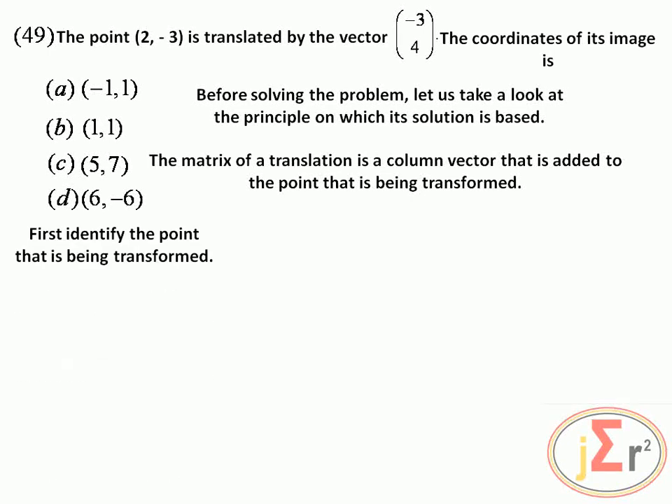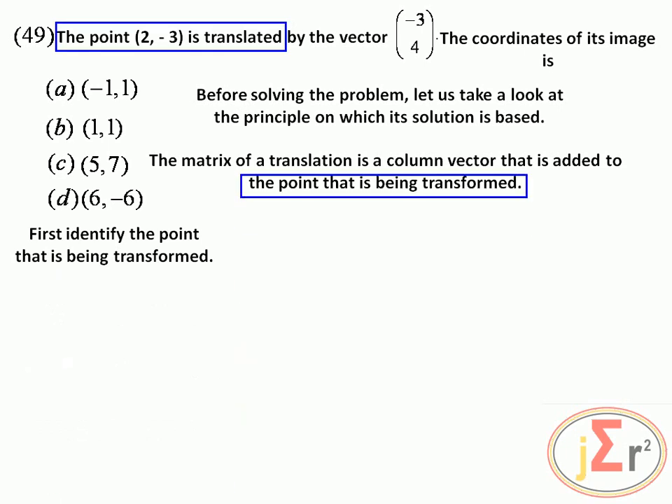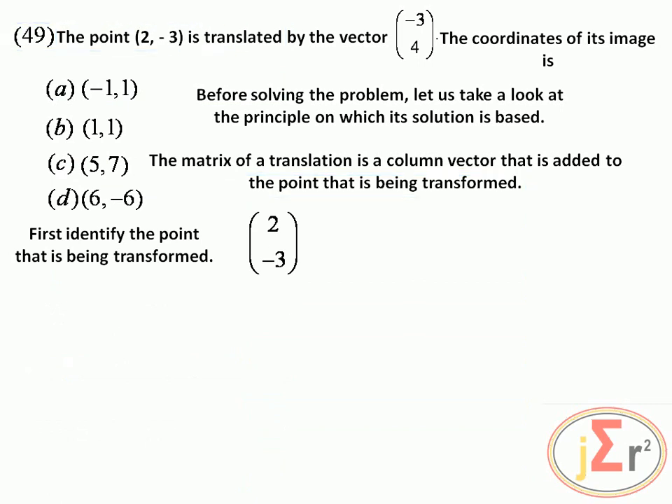First, identify the point that is being transformed. Where is it? There we have it, (2, -3). That is the point that is being transformed. What do we do next?